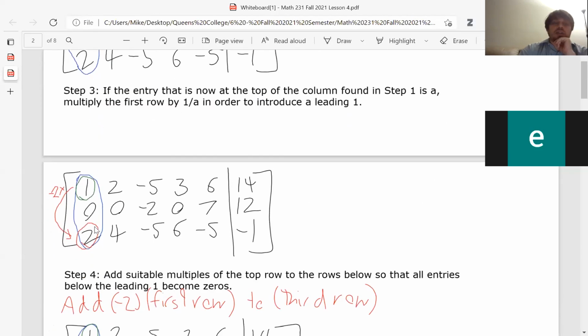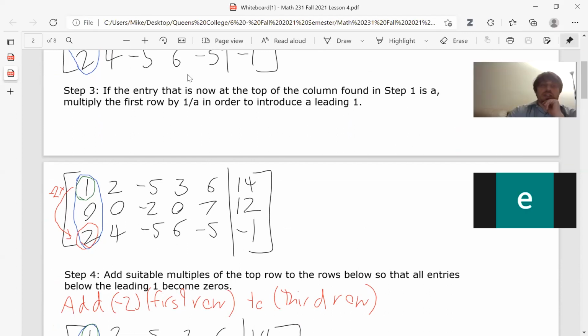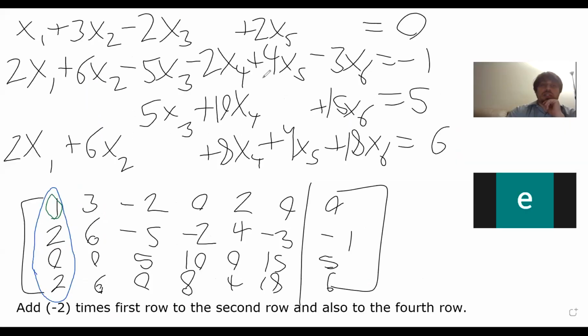Here in red, I put the ones that were non-zero below, so I'm going to do that here. The problem is this entry and this entry. These two entries are non-zero, and we want them to become 0. So what do you have to do? You have to add -2 times the first row to the second, and add -2 times the first row to the fourth. That's what we're going to do here.